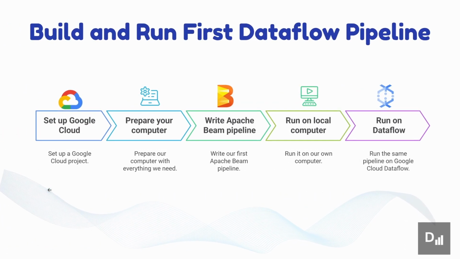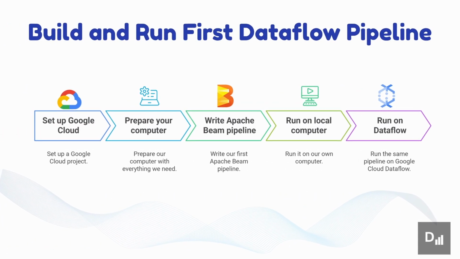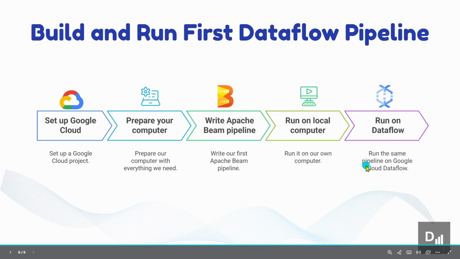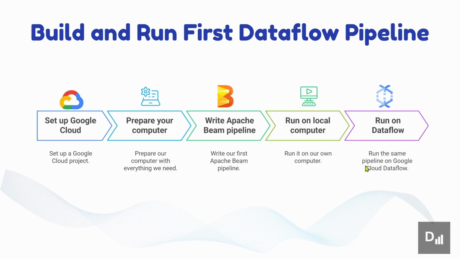Here is what we will do today. First, we will set up a Google Cloud project. Next, we will prepare our computer with everything we need. Then we'll write our first Apache Beam pipeline. After that, we'll run it on our local computer. And finally, we'll run the same pipeline on Google Cloud Dataflow. By the end of this video, you will have your first Dataflow pipeline running on Google Cloud. Let's get started.